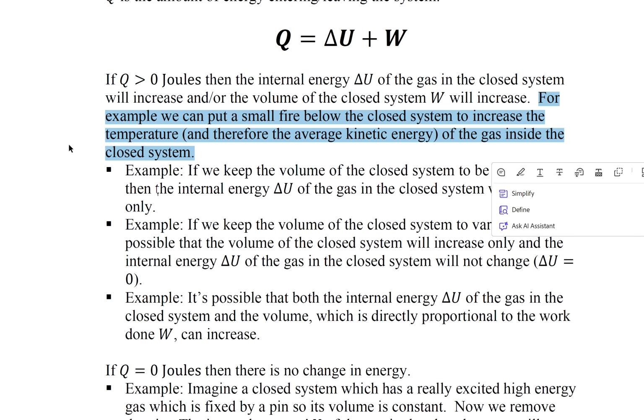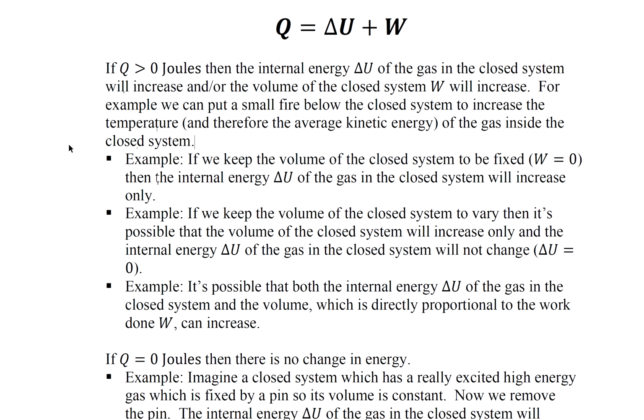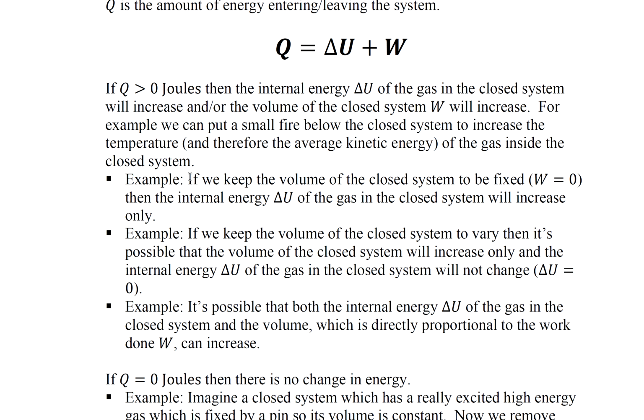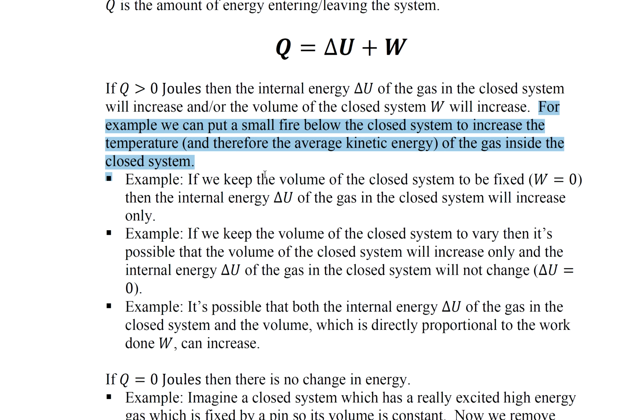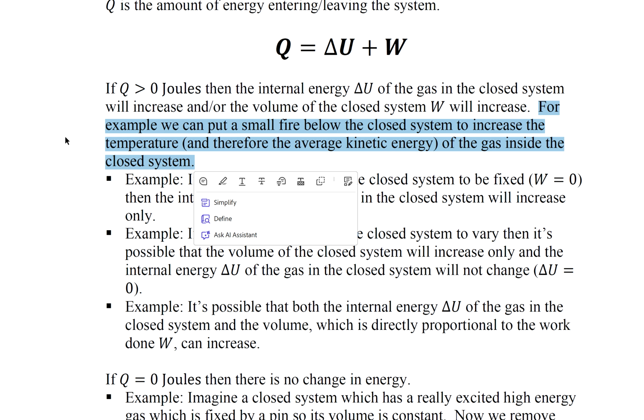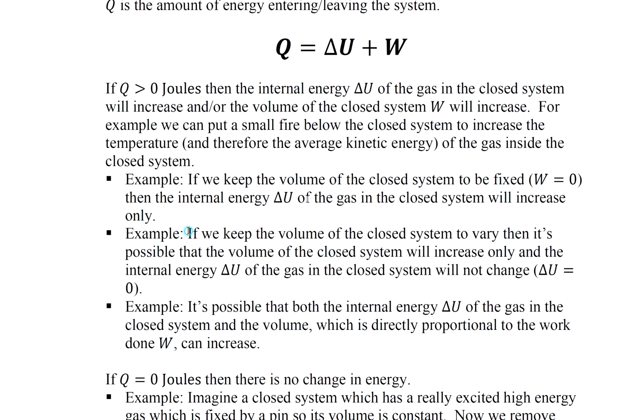Here are some examples. If we keep the volume of the closed system fixed, then the internal energy of the gas in the closed system will increase only if we put that small fire under that volume. If we let the volume of the closed system vary, then it's possible that the volume of the closed system will increase only and the internal energy delta U of the gas in the closed system will not change.